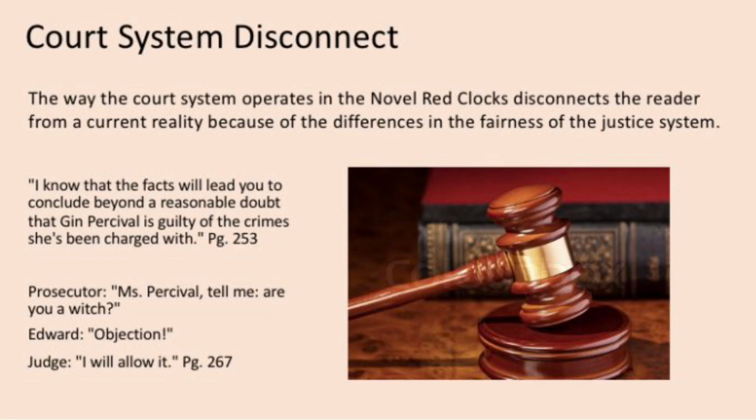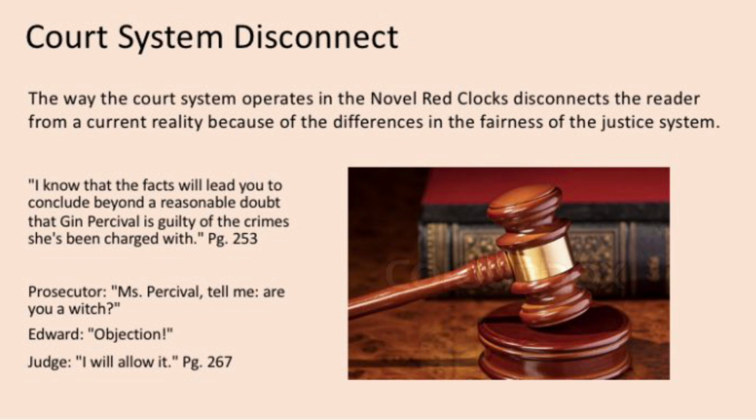So the first way that we might actually see a disconnect with the reader from a current reality is the way the court system operates in the novel. And that's just because of the differences in the fairness of the justice system from their dystopia and our current reality. So there's a quote here from page 253, and this is coming from the judge who is convicting Jen. And he says, "I know that the facts will lead you to conclude beyond a reasonable doubt that Jen is guilty of the crime she has been charged with." And he is saying this to the jury at the moment.